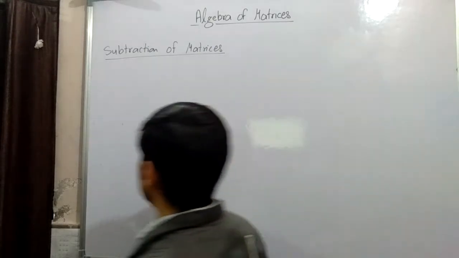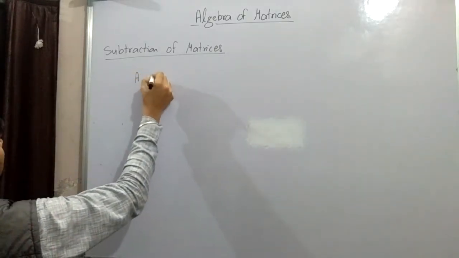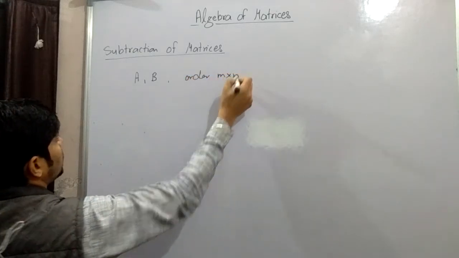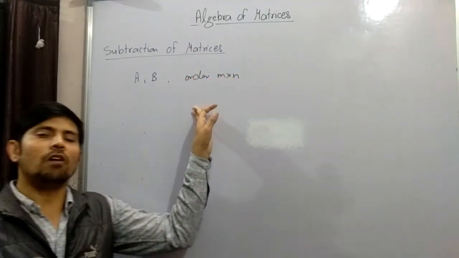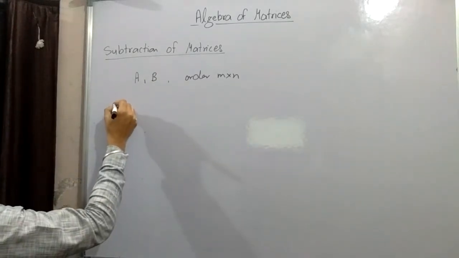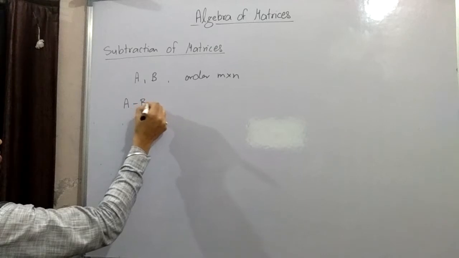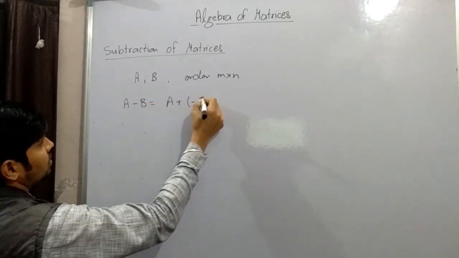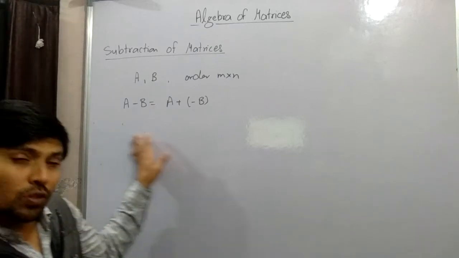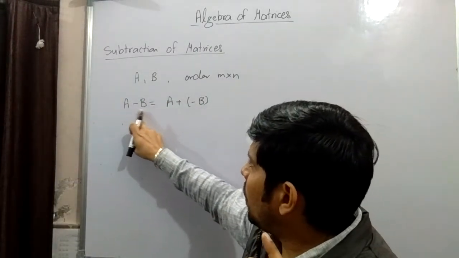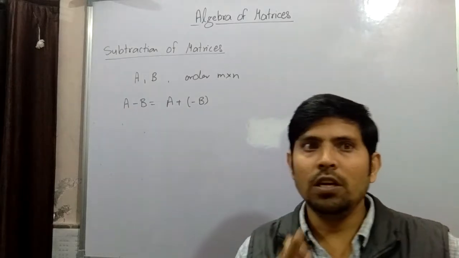Let us suppose A and B are two matrices of order m cross n, both matrices of the same order m cross n. Then their subtraction is denoted by A minus B, or it can also be denoted by A plus minus of B. But you should note down the point: the order of both the matrices should be the same.